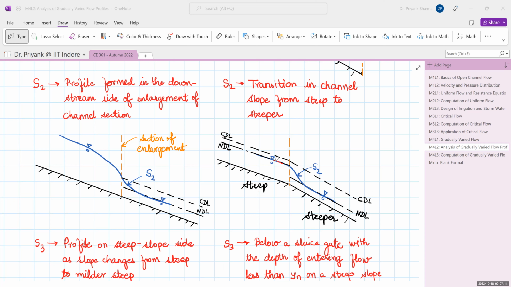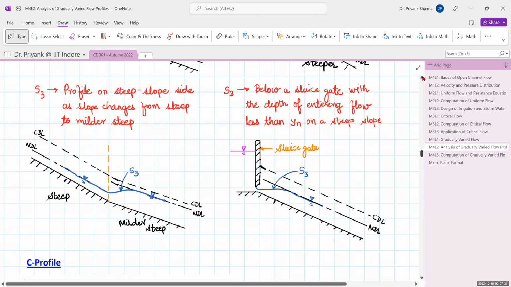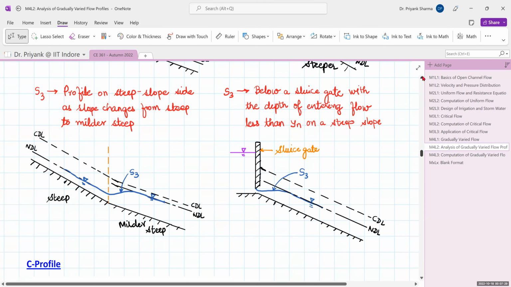So again, you can see that it is a drawdown profile. The water will flow along the NDL. It will be joining two NDLs and it forms an S2 profile. The next one is the S3 profile. This is a backwater profile, but it forms under supercritical flow condition.